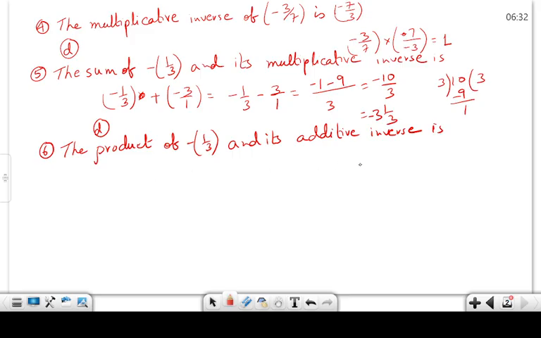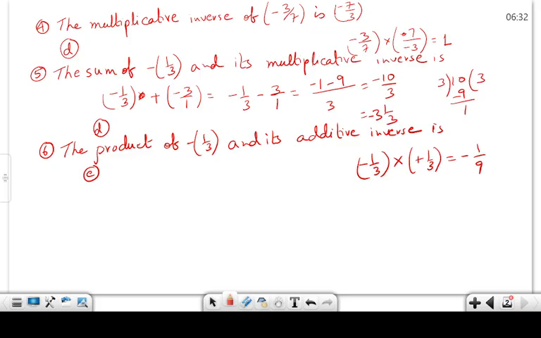That is, the one number is minus 1 by 3 and the product is multiply. Additive inverse of minus 1 by 3 is plus 1 by 3. If we multiply this, minus and plus is minus 1 by 9. Therefore the result is minus 1 by 9. The option is C. This is question number 6.